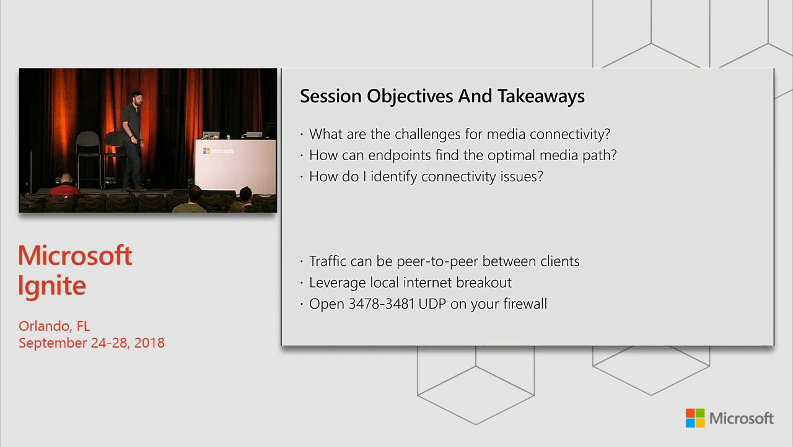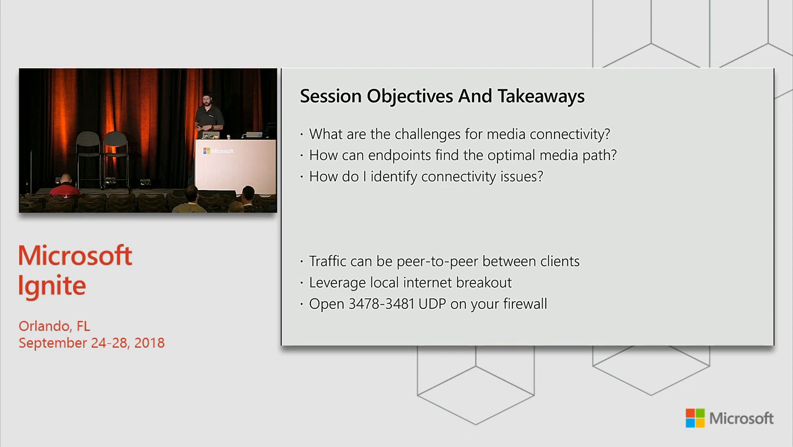I'd like to talk to you about media connectivity, hence the title. We'd like to show you how our endpoints find the optimal media path. How can we identify connectivity issues and possible future connectivity issues? And the three things that I want you to take away back home is traffic can be peer-to-peer between clients. That's what we prefer. So although Teams is a cloud-based service, the traffic itself will mostly traverse between the two peers.